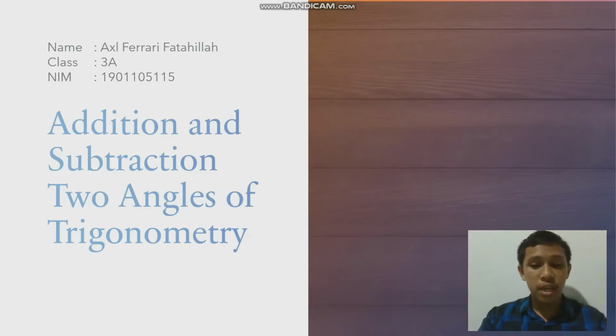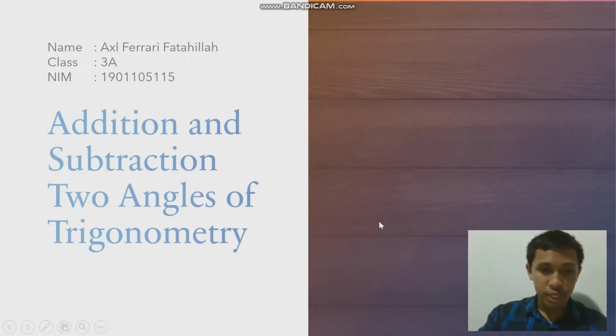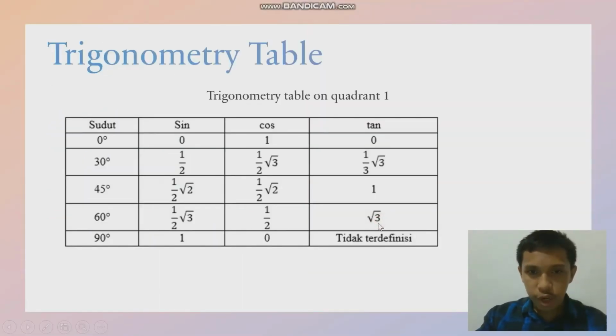Before we study the addition and subtraction of angles in trigonometry, you should remember the special angle values, and you can remember them through a special trigonometric table. Now, I will show you the table of trigonometry. Please pay attention to my explanation. This is the trigonometry table for the special angle values. You must remember it to learn about the addition and subtraction of angles in trigonometry.